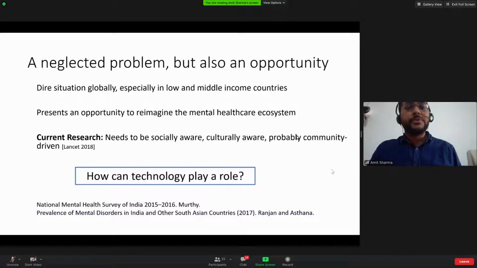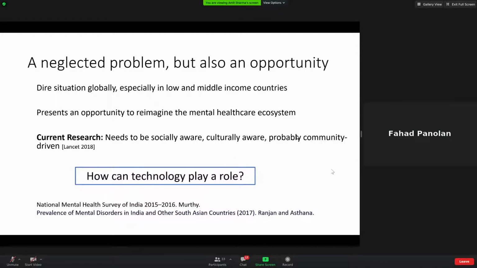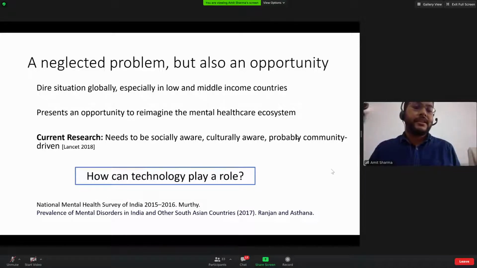So in that background, there are two ways to look at it. One is that it is true that this is a dire situation, and it's also more worrying that it's not talked about as much as it should be, given the scale of the problem. But on the other hand, it's also an opportunity to reimagine the mental health care ecosystem, since in many cities outside the top cities in India, almost nothing exists in terms of mental health care infrastructure. How do we redesign that today, given the technology and know-how that we have from a technological point of view?